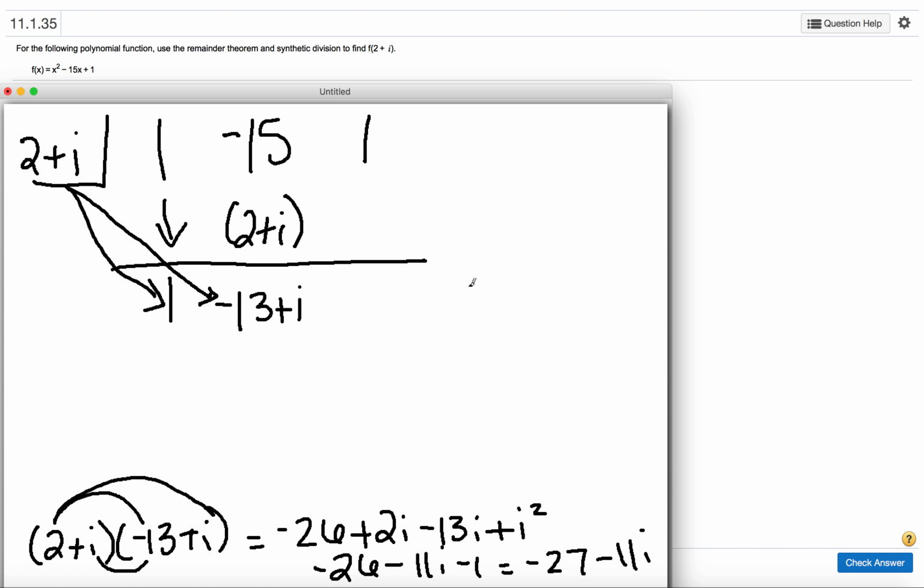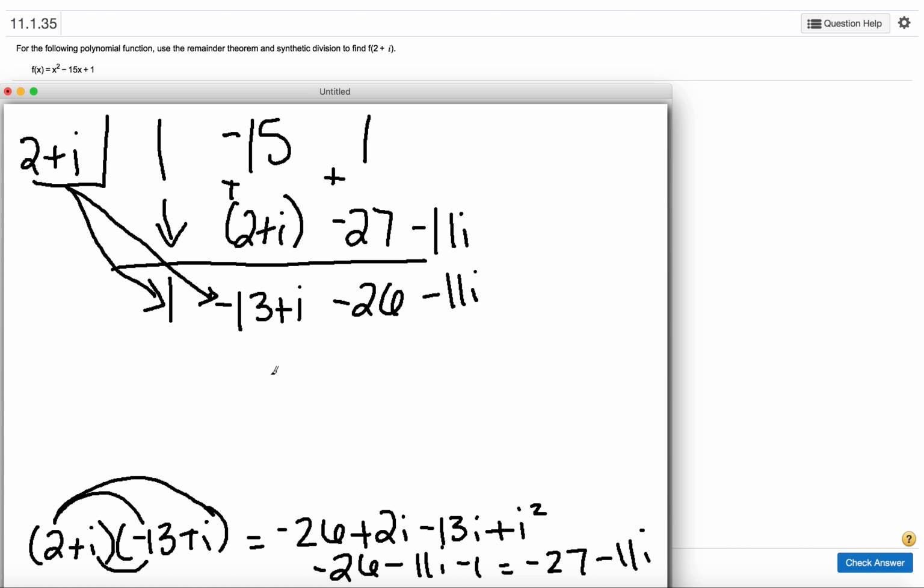Now we're not done. That's not an answer. I need to take that and put it in my synthetic division. And I'm going to do just like I did in the previous one. I'm going to add these terms together. So 1 plus -27 is -26. I have no like terms for the 11i, so I have to leave it alone.